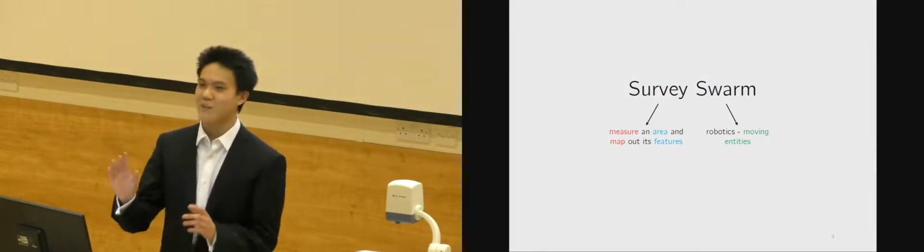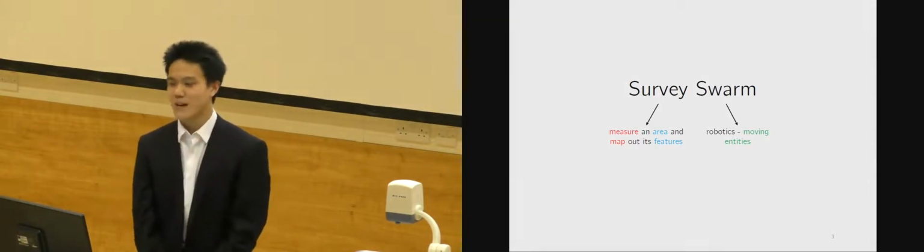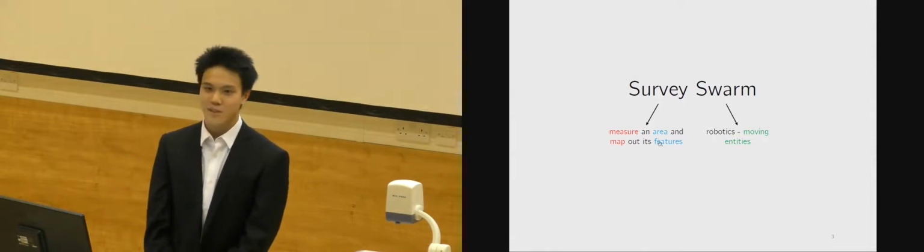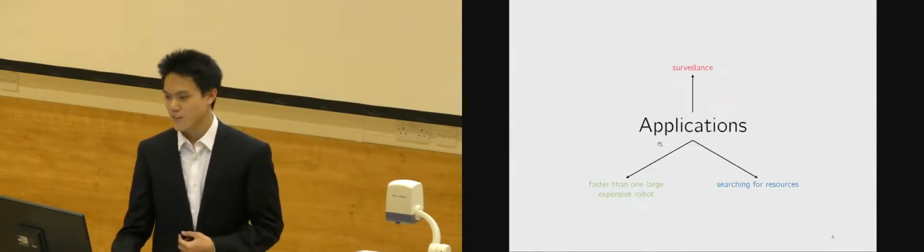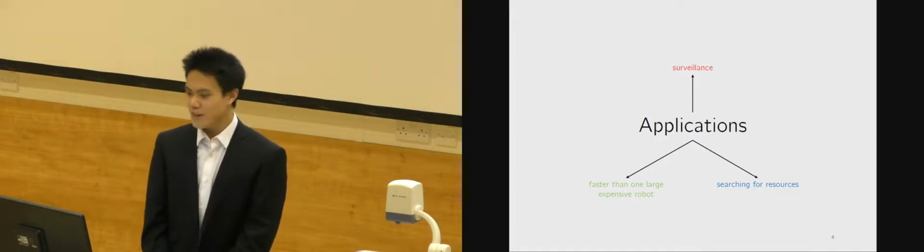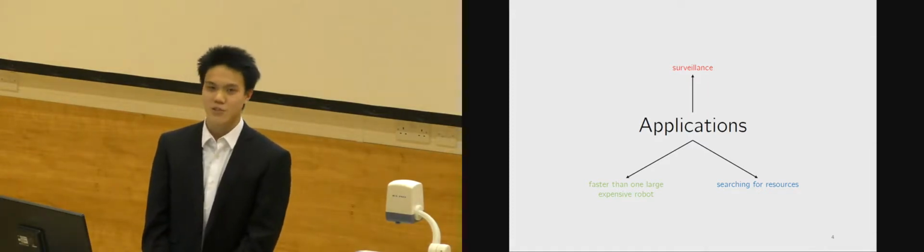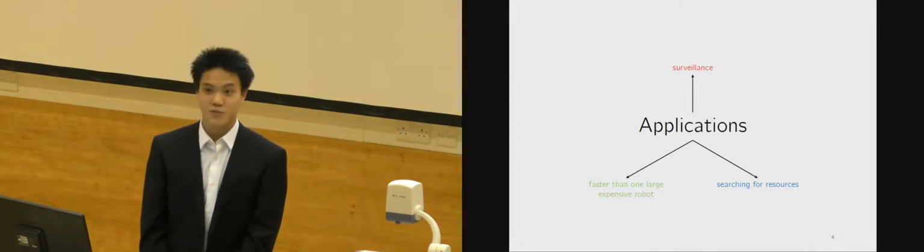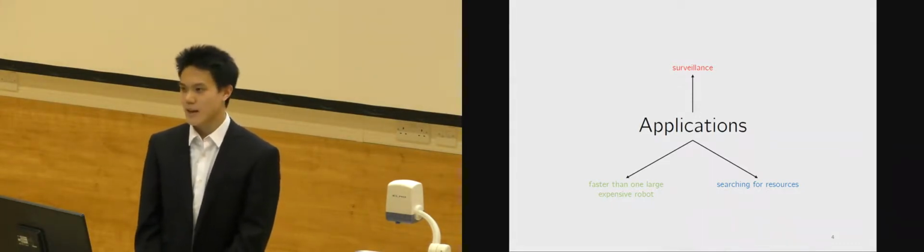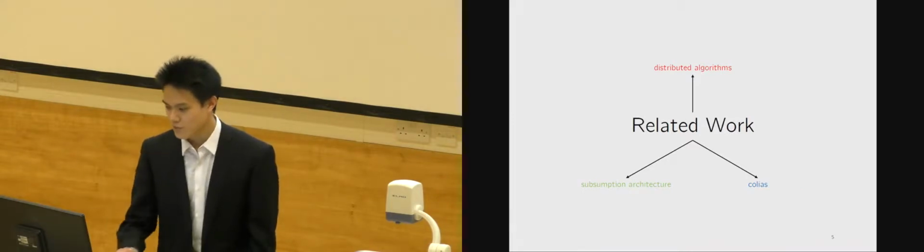So we quickly found there were two components to Survey Swarm. We needed to measure out an area and map out its features with many, many robots that comprised the swarm. Applications of this include mass surveillance across many regions, say in disaster relief or in battlefield zones. It is faster than one large, expensive robot, and has also been used to search for resources.